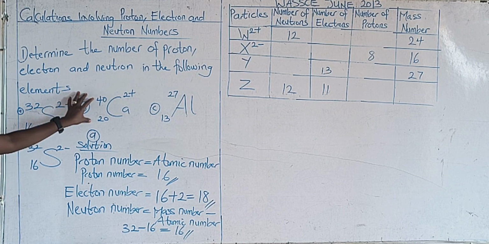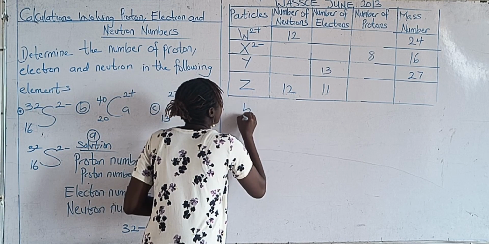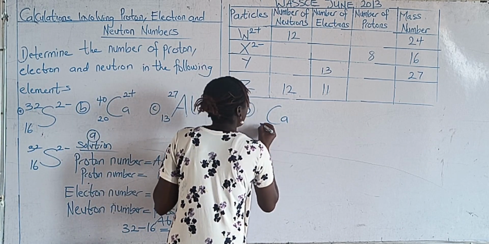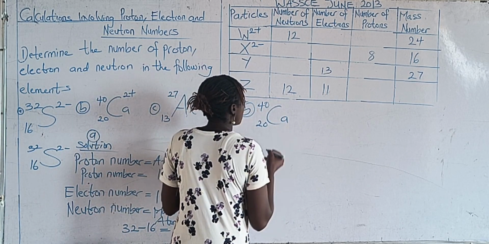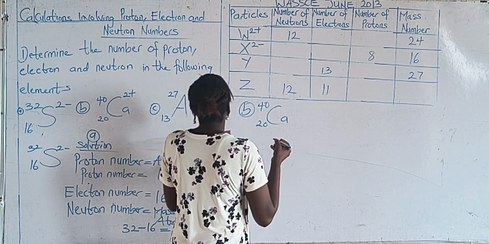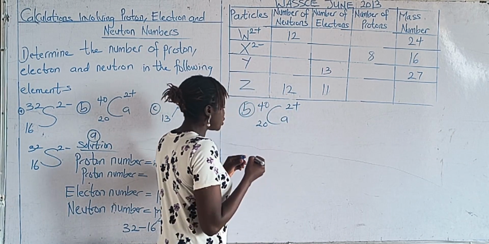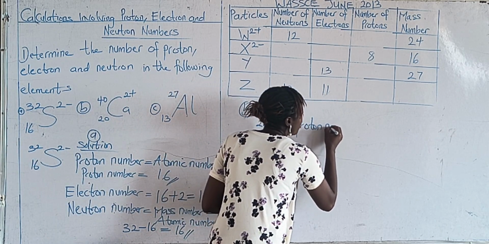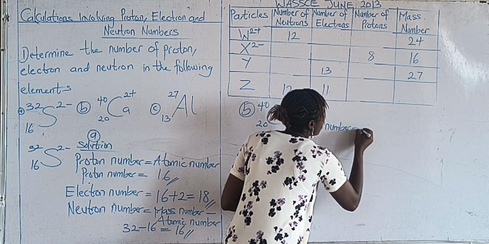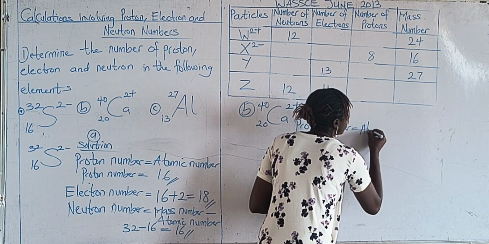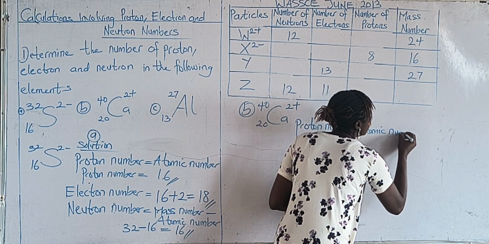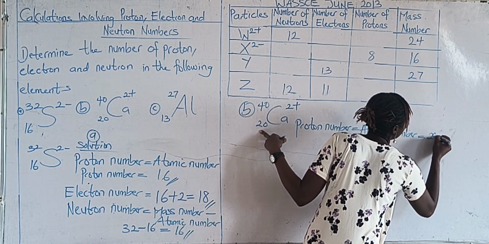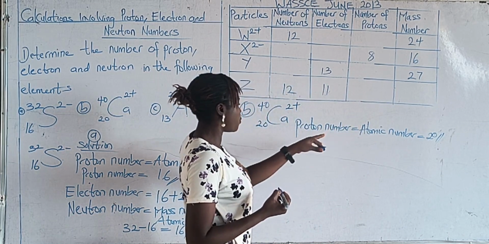Let's go to part B and see how to solve it. The element is calcium, with atomic number 20, mass number 40, and a charge of plus 2. We have to calculate the proton number. You should be able to do this together with me. Proton number equals atomic number, and the atomic number is 20. So our answer for the proton number is 20.